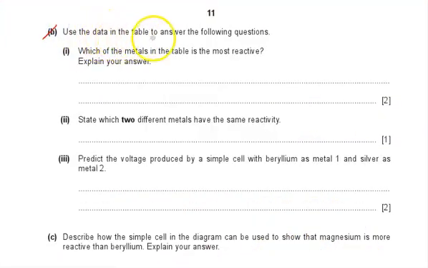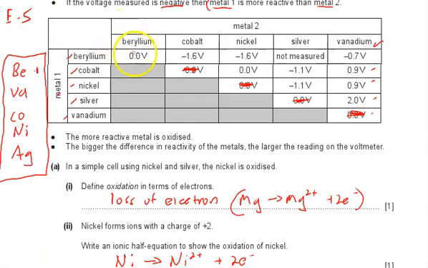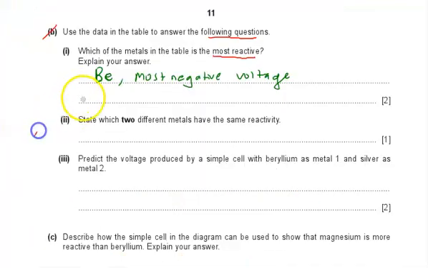Use the data in the table to answer the following questions. Which of the metals in the table is most reactive? Most reactive means it must be on top. Okay, as we have discussed just now, look at here. Vanadium is positive for all except for beryllium. It means beryllium still has the higher reactivity.